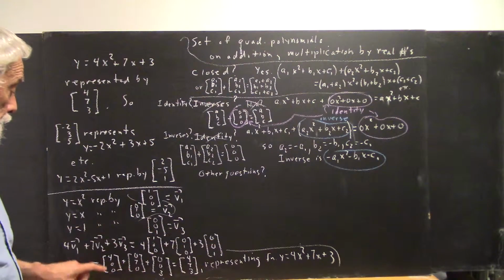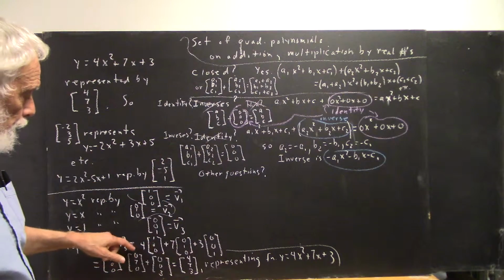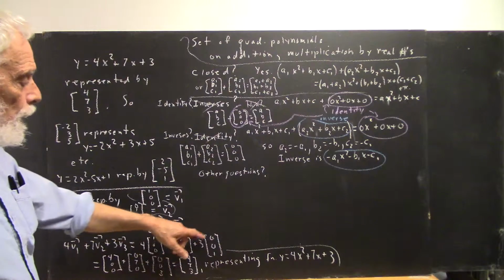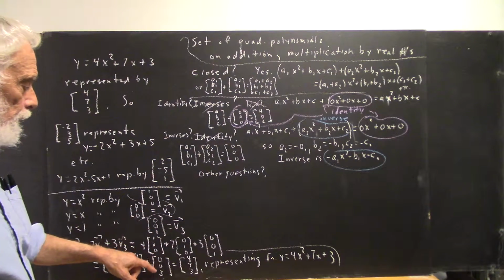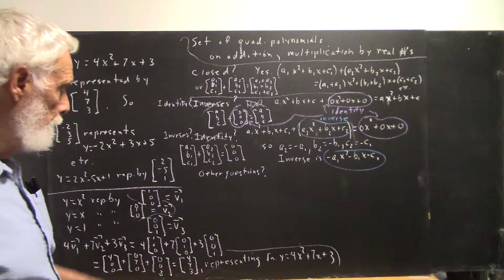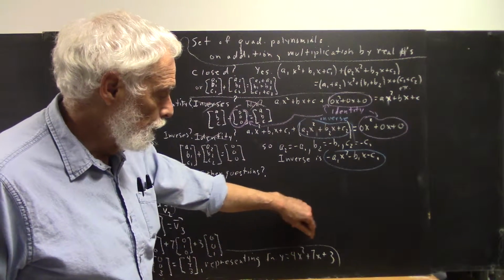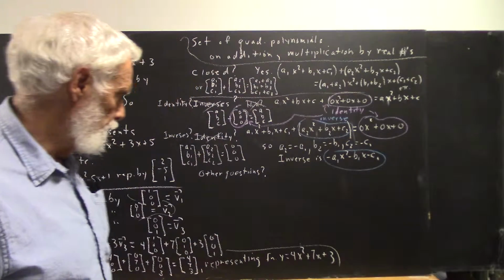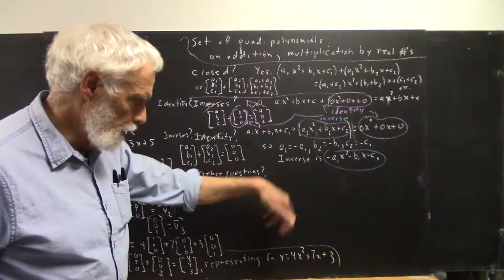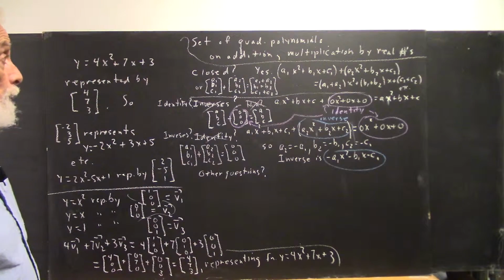Well, 4 times this gives us 4, 0, 0. 7 times 0, 1, 0 gives us 0, 7, 0. 3 times 0, 0, 1 gives us 0, 0, 3. And then we add those up, we get 4, 7, 3. And this represents the linear function y equals 4x squared plus 7x plus 3. And not the linear function, the quadratic function. Y equals 4x squared plus 7x plus 3.